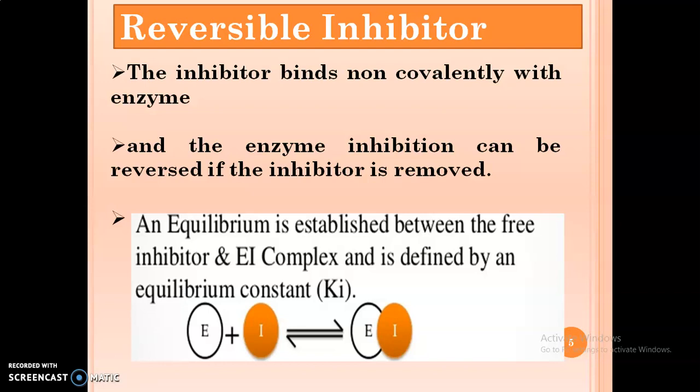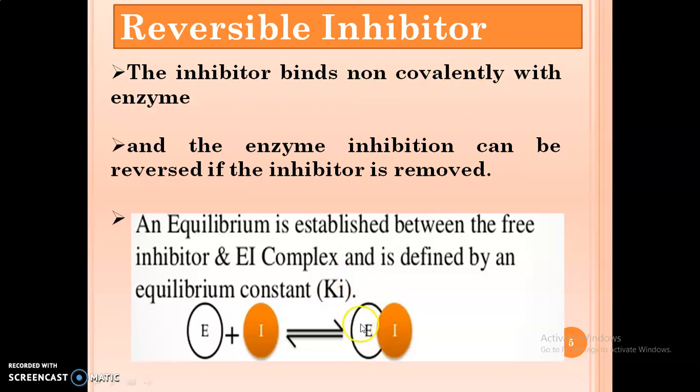Reversible inhibitor, the name itself says reversible, that is, which can be reversed. Why can it be reversed? The inhibitor binds non-covalently with your enzyme and the enzyme inhibition can be reversed if the inhibitor is removed. So this is your inhibitor, this is your enzyme. Your inhibitor binds with your enzyme and forms an enzyme inhibitor complex. Now this binding of enzyme and inhibitor is non-covalent, that is a loose bond, right?